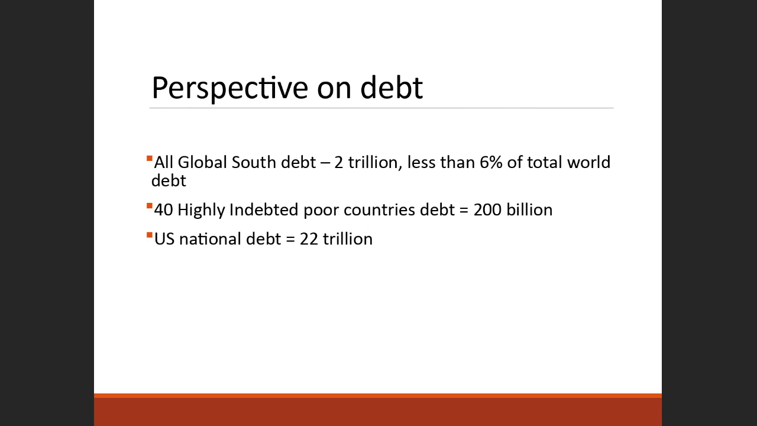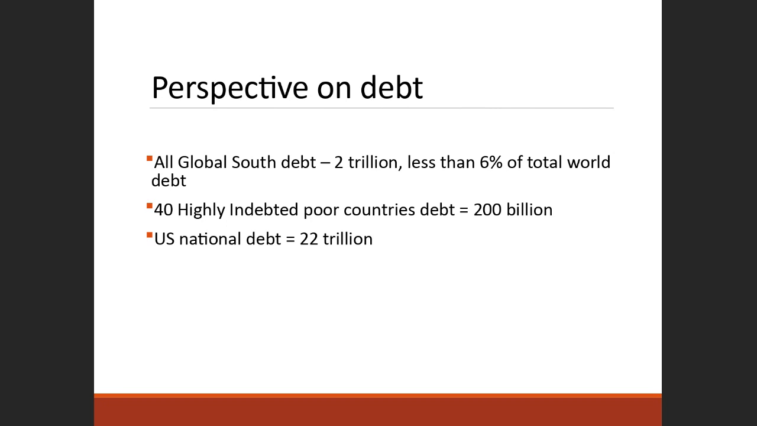So just to give you a perspective on debt, all global South debt combined is about $2 trillion. Now that is a lot of money. However, it's actually a small percentage of all of the total world debt. I'm going to be introducing the 40 highly indebted poor countries in just a few minutes, but before I do that, their cumulative debt is about 200 billion. So even significantly less than what we're seeing in the total global South.